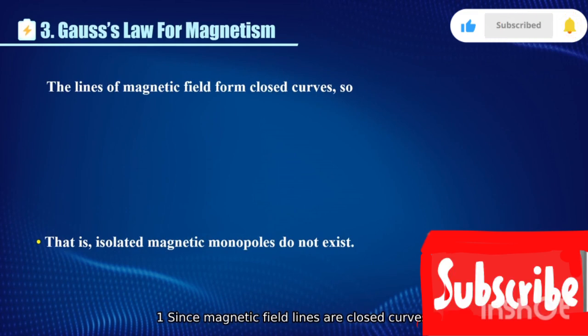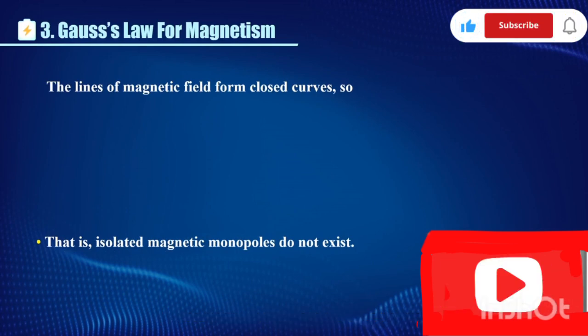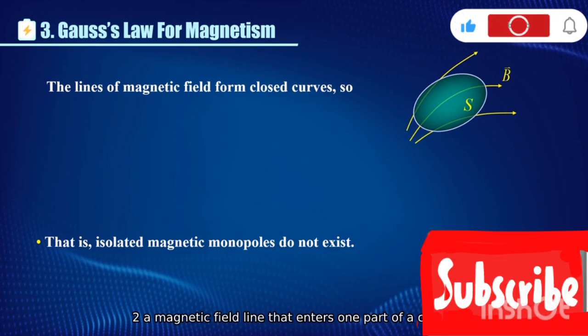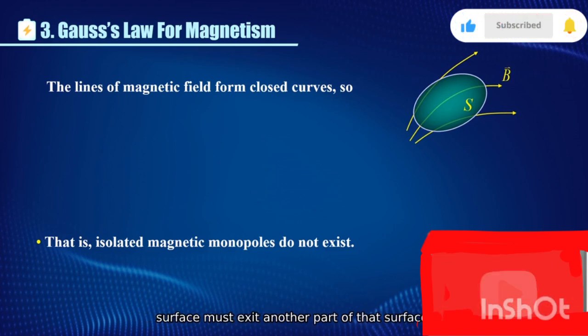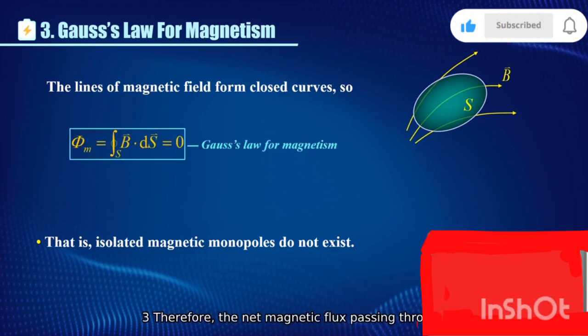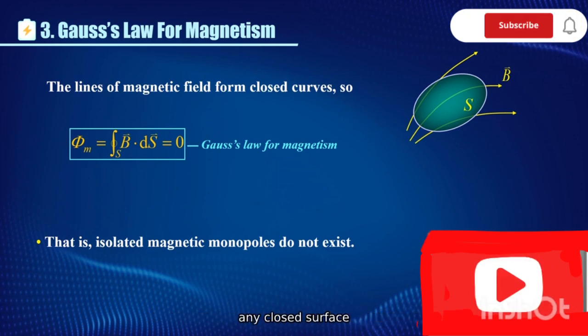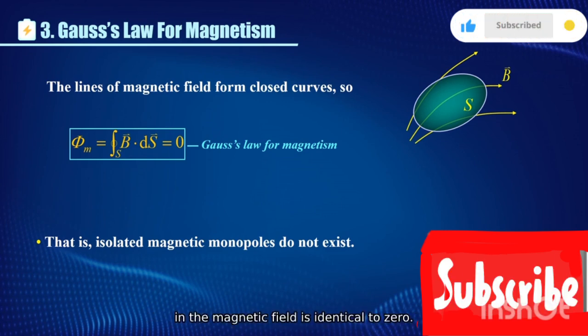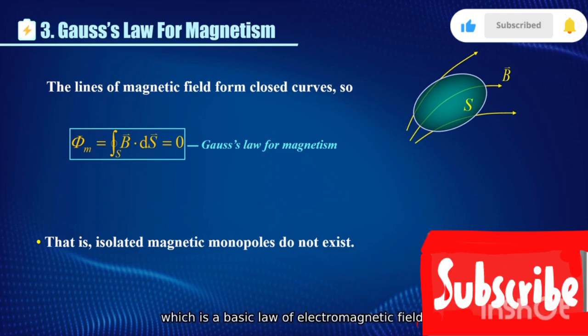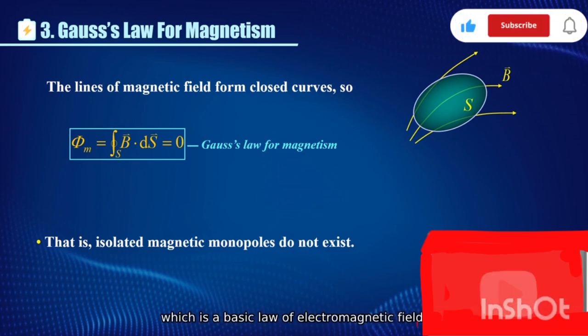Since magnetic field lines are closed curves, a magnetic field line that enters one part of a closed surface must exit another part of that surface. Therefore, the net magnetic flux passing through any closed surface in the magnetic field is identically zero. This equation is called Gauss's law for magnetism, which is a basic law of the electromagnetic field.